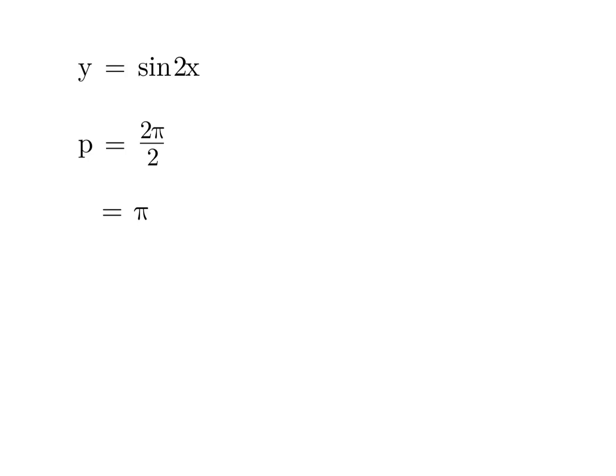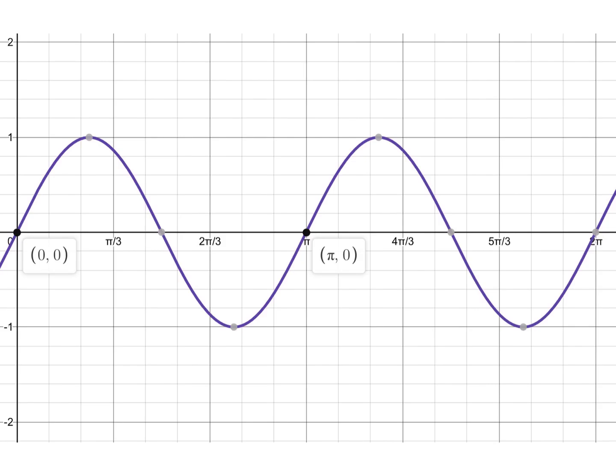So step 1, sine of 2x. So the period is 2 pi on 2, so that's a period of pi. That means that the sine curve repeats itself after pi. So here's our example. So you can see the sine curve has repeated itself after pi.